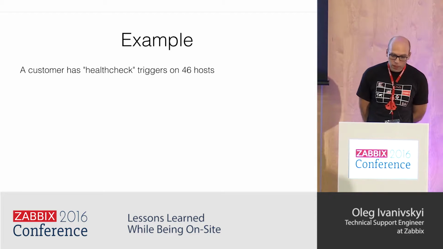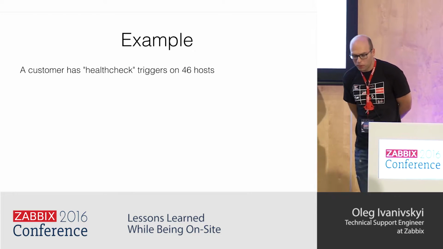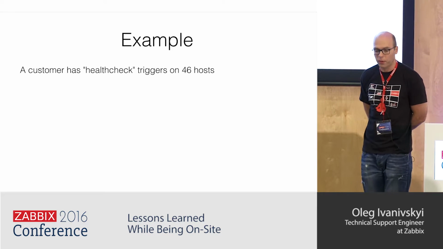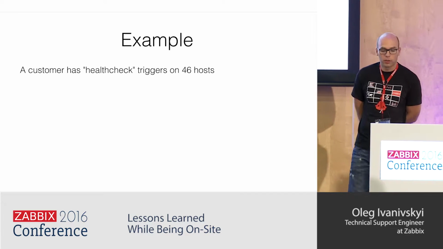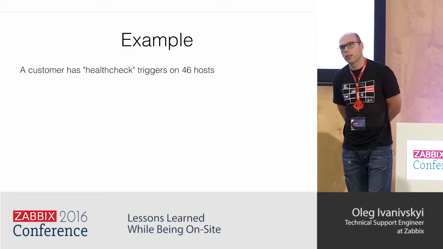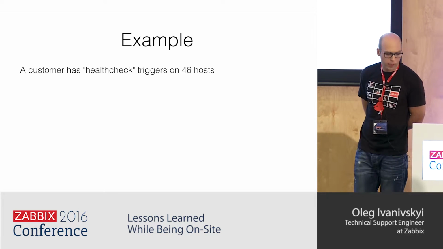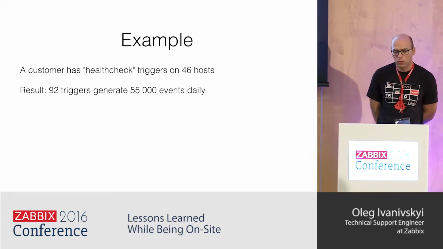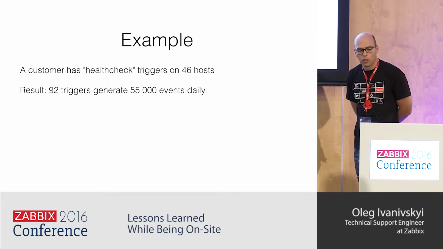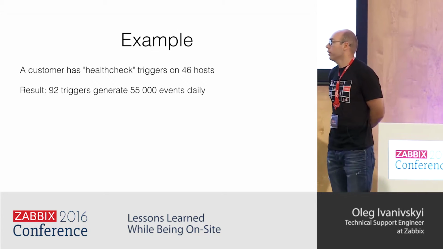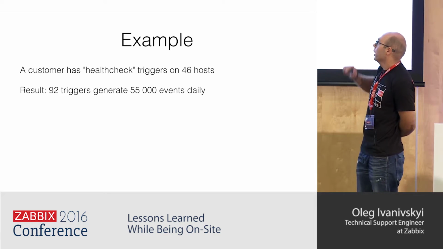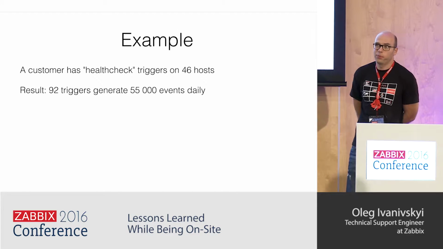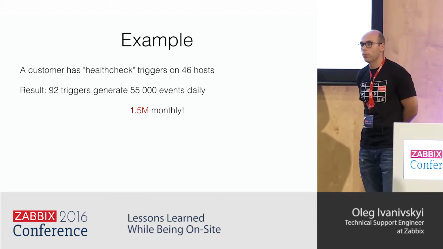And another example. Quite a common situation. We need to monitor something: devices, applications, maybe services. And the customer decided to use health check triggers, like warning and critical, in case of a problem with core devices. And you can see the number of such core devices, only 46 devices, and two triggers per device. But the problem is that all these triggers generated 55,000 events daily. Looks like not too much, but it's more than 1 million monthly.